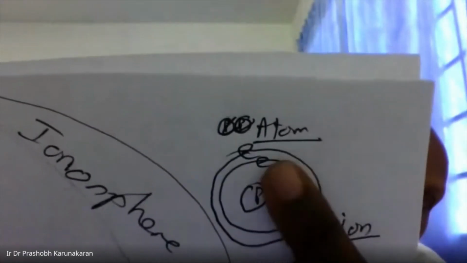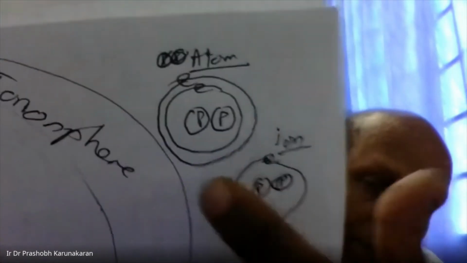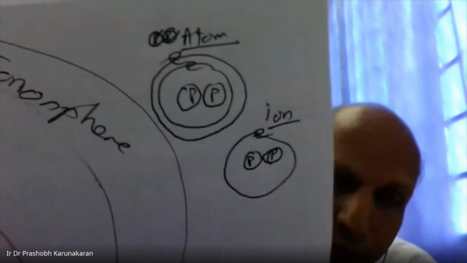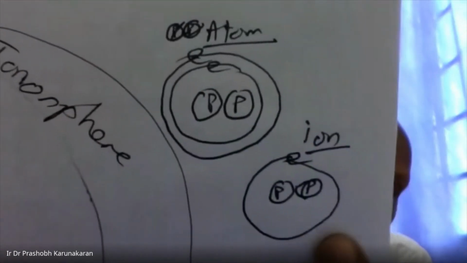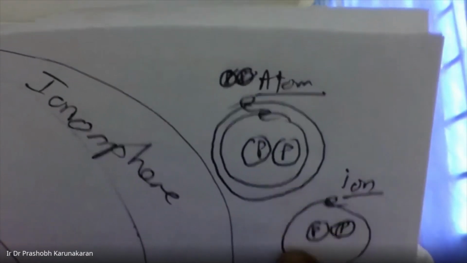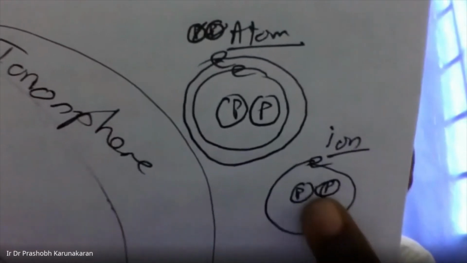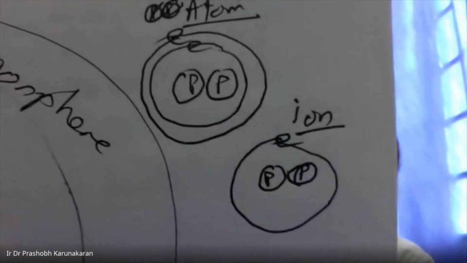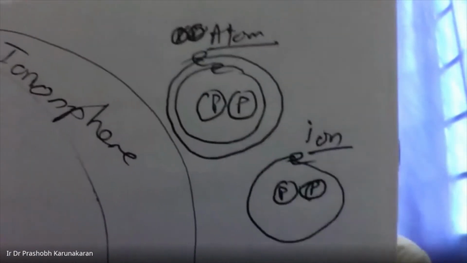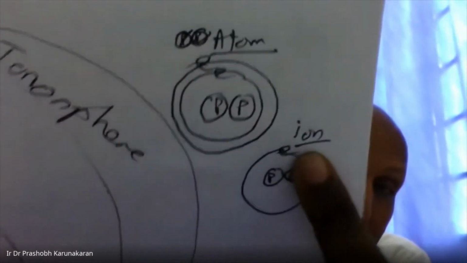You see, this is an atom. 2 protons, 2 electrons, atom. 2 boys, 2 girls, satisfied. But here, you've got 2 protons and only 1 electron. So it's not satisfied. So these things are very reactive. It's looking for another electron. So these are called ions.